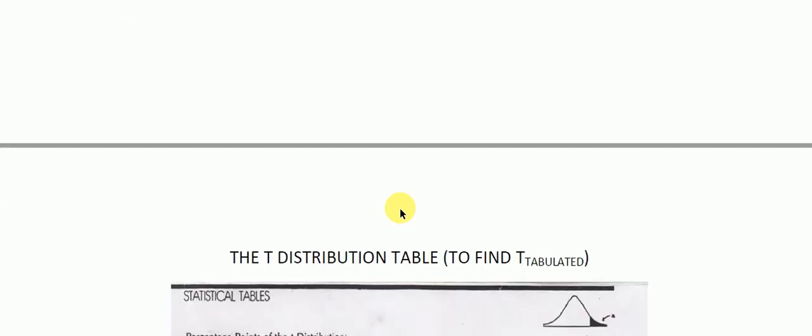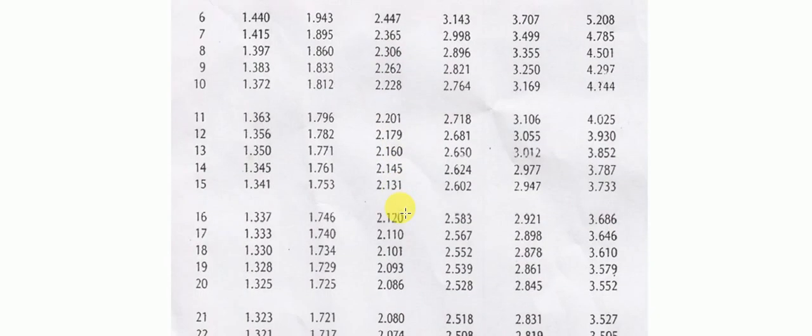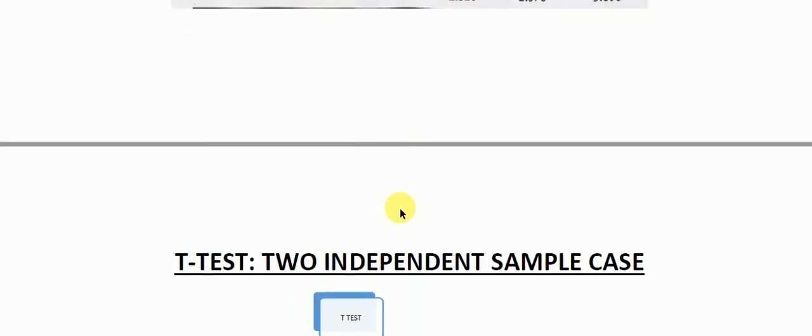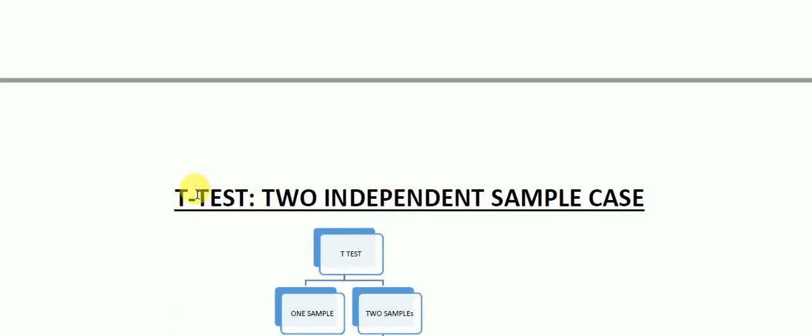So this is the t table that we have been using to find out the value of t tabulated. Next we have the t test for the 2 independent sample case, but we'll take a break over here.